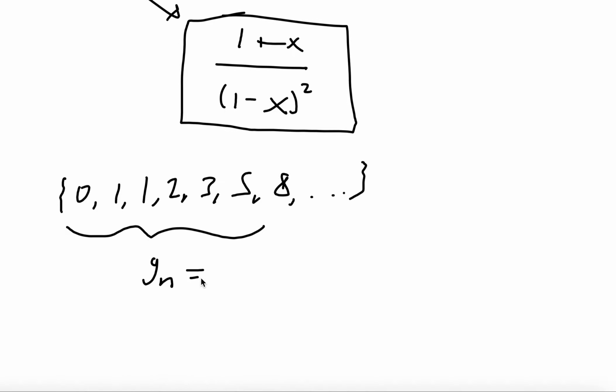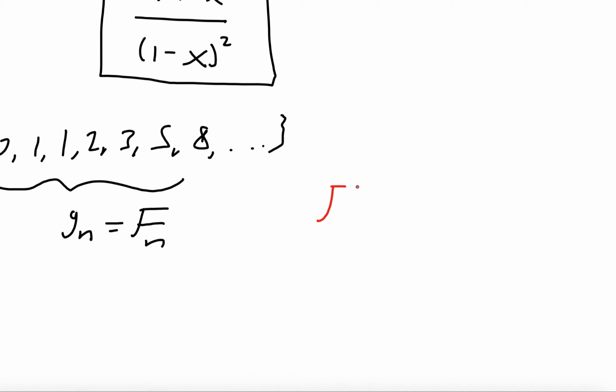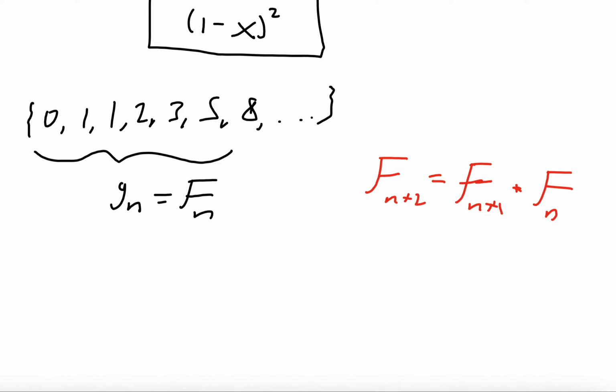Well, you may know this is the famous Fibonacci sequence, where the identity that it satisfies is f_{n+2} is equal to f_{n+1} plus f_n. All right, so each next term is the sum of the two previous, where we define the first two terms as f_0 is 0 and f_1 is 1.